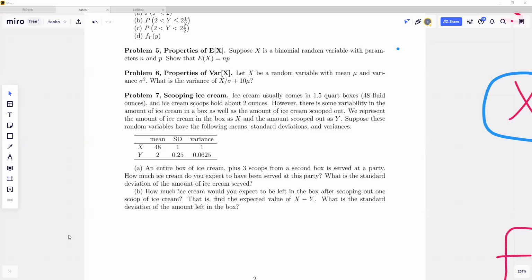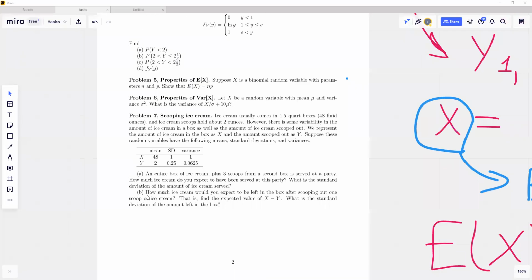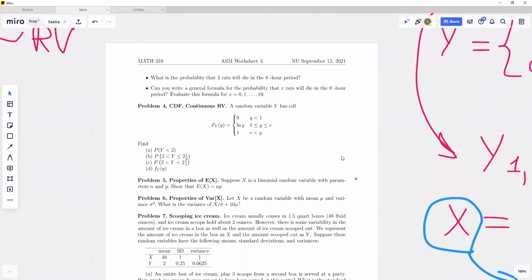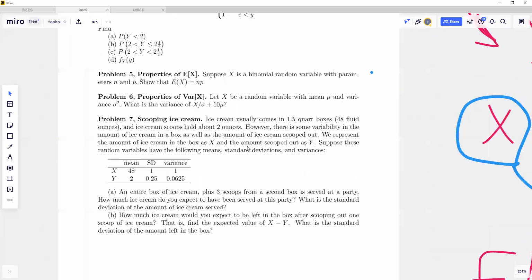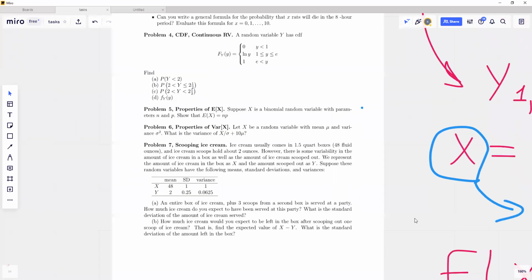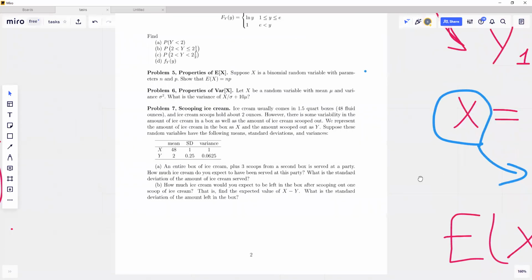All right, if no questions, then let's start. Last time we were solving this practice sheet and we left at problem number 7. Let's finish that problem and let's move on to new practice sheet.